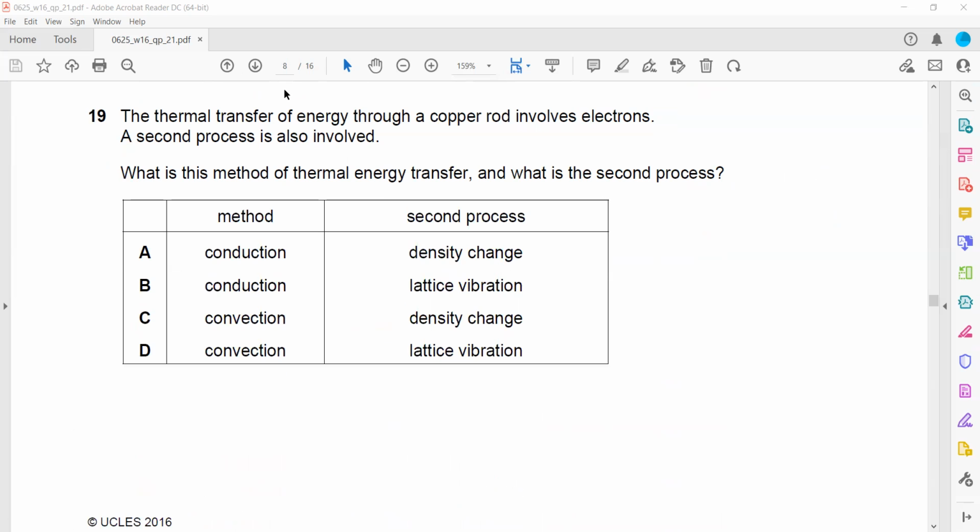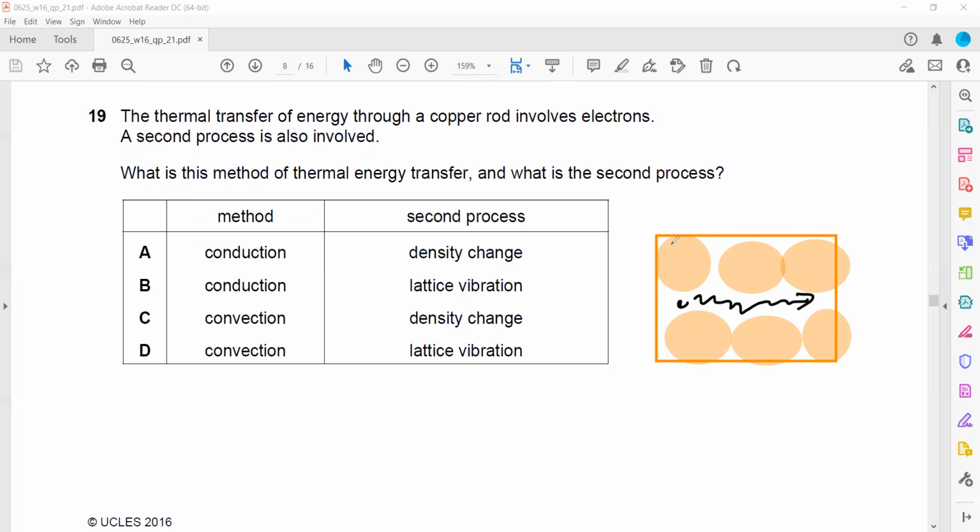The thermal energy transfer through a copper rod involves electrons. The second process, basically, is conduction. What happens in conduction? We have a lattice of positive ions and the delocalized electrons. So electrons are moving, that is one.